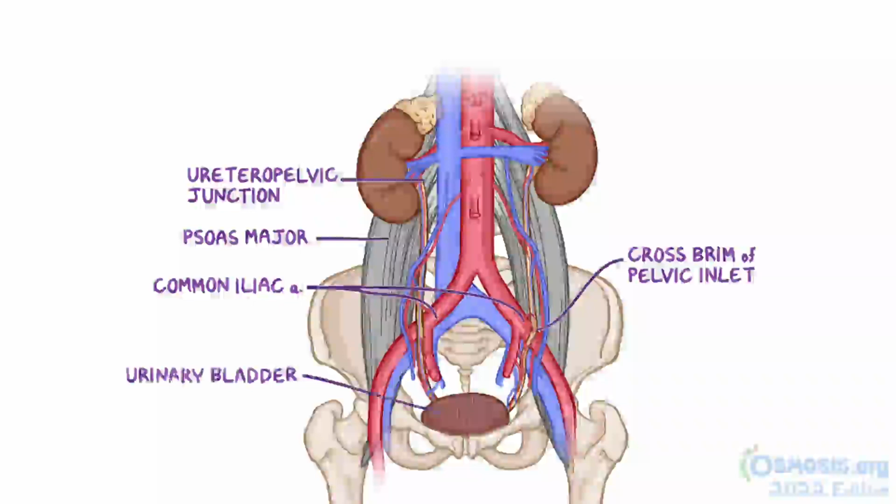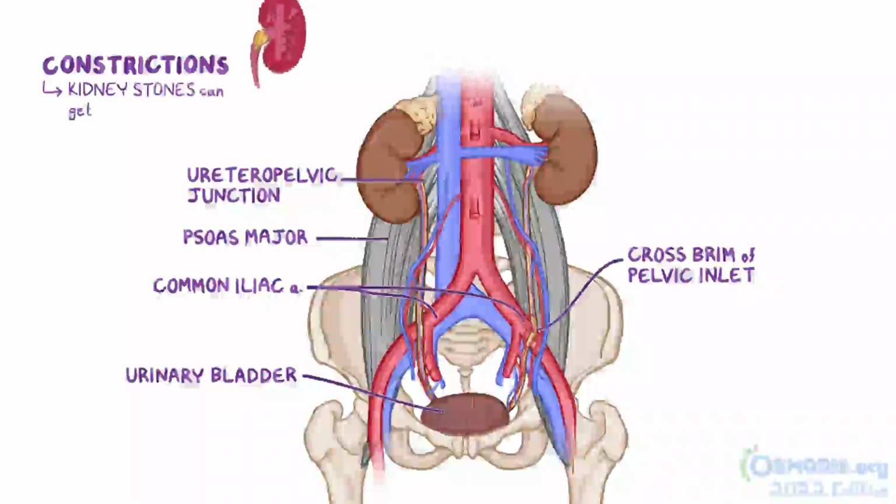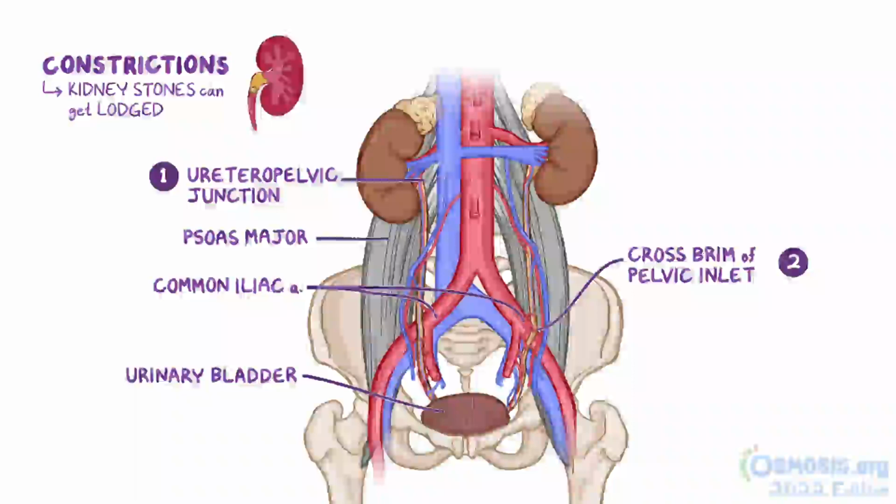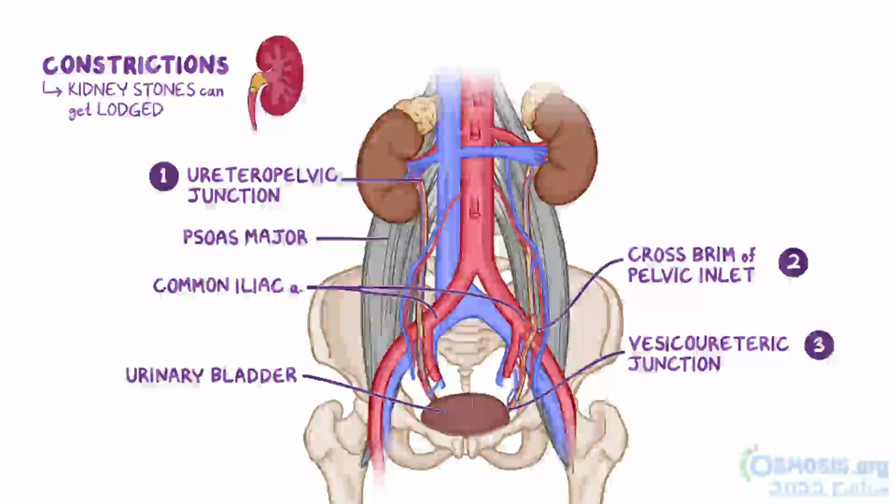Along the course of each ureter, there are 3 constriction points, which are common sites where kidney stones can get lodged and obstruct the urinary tract. The first constriction point is at the level of the ureteropelvic junction. The second constriction point is where the ureters cross the brim of the pelvic inlet and dive sharply into the pelvis. Finally, the last constriction is called the vesico-ureteric junction, which is where the ureters enter the wall of the urinary bladder.